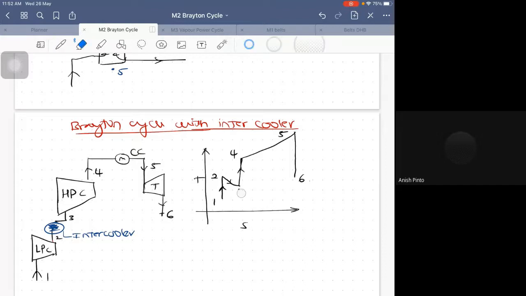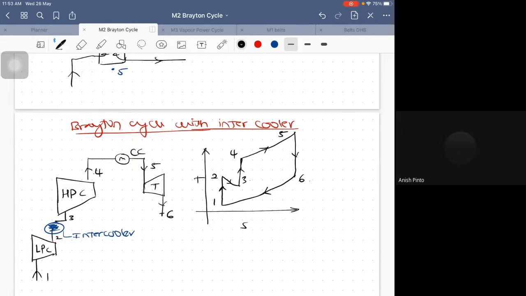Okay. I'll just write it here. So, again, it will come back to its original position by rejecting heat. So, this is how it is. And this is ideal in nature. Right? This is ideal in nature. Okay. This is with intercooler.